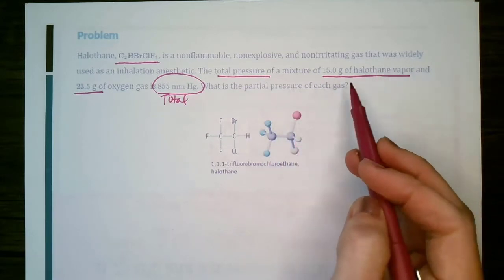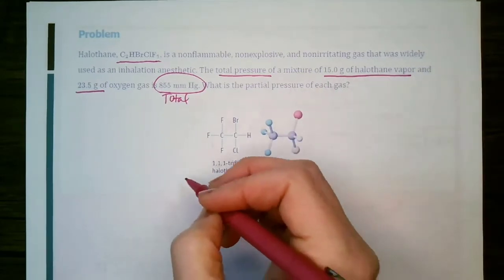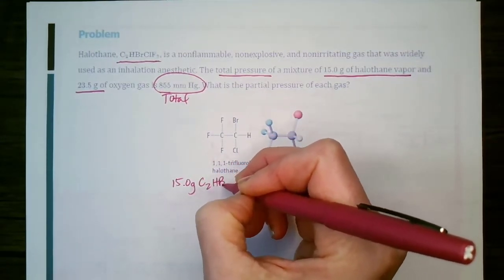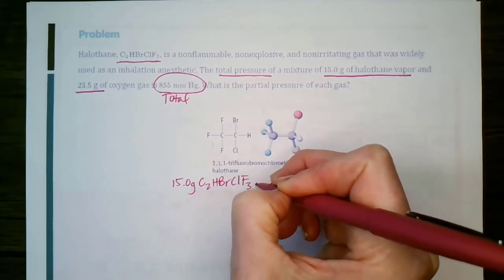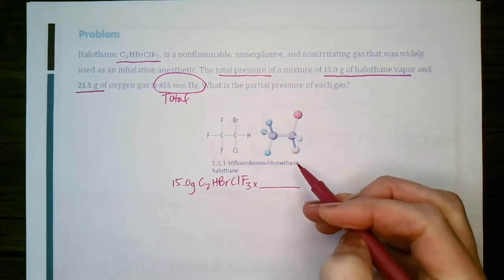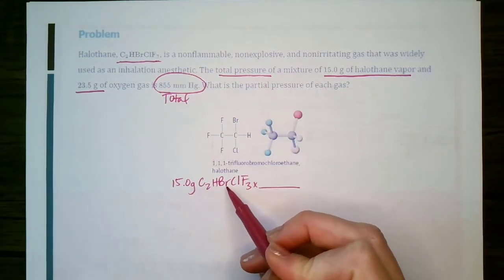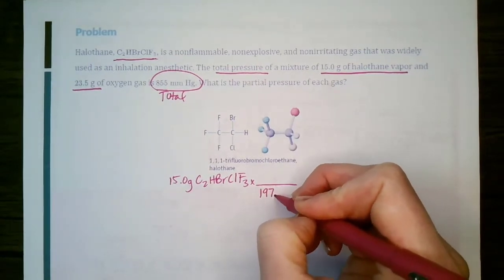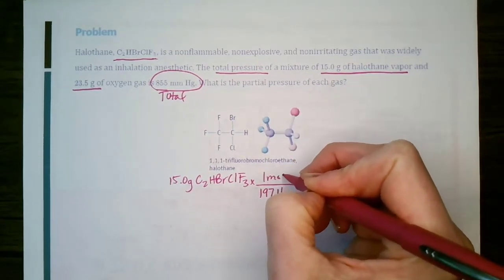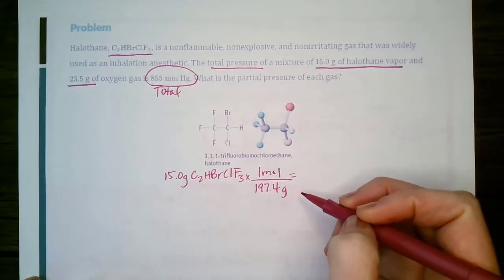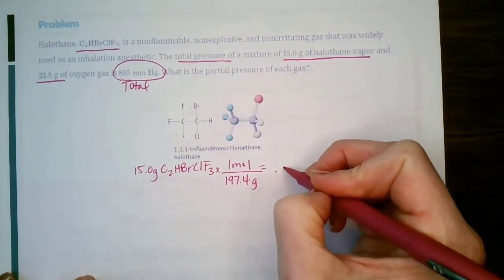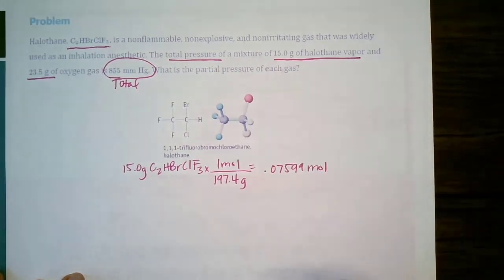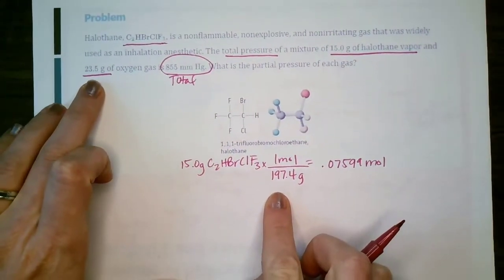All right, well, the first thing we need to do is calculate our mole fractions. So I've got 15 grams of this halothane vapor. So let's start with our 15 grams of C2HBrClF3. Let's get grams to moles. If I added up 2 carbons, 1 H, 1 Br, 1 chlorine, 3 fluorines, I should get 197.4 grams for 1 mole of halothane. And so this should give us 0.07599 moles.